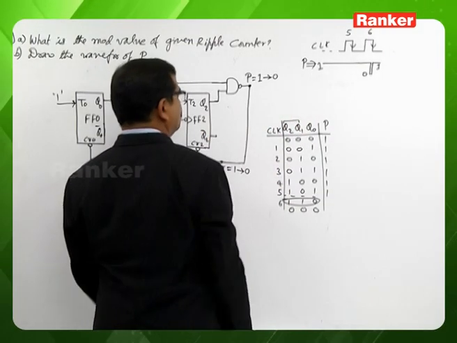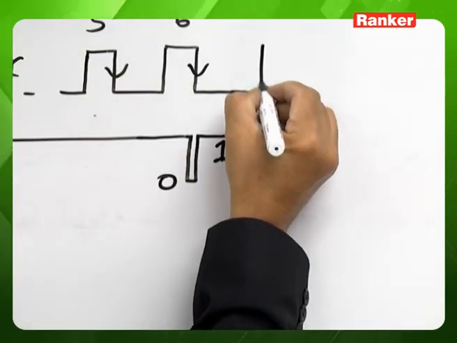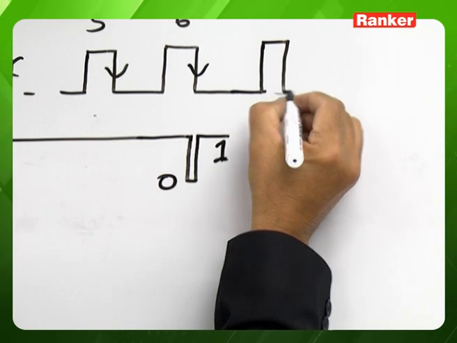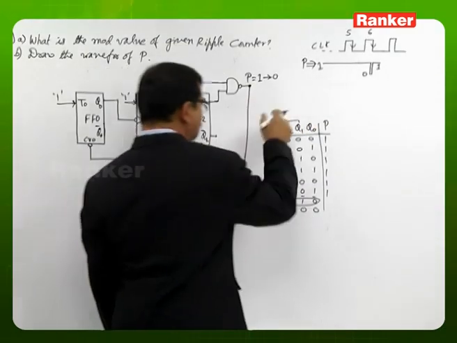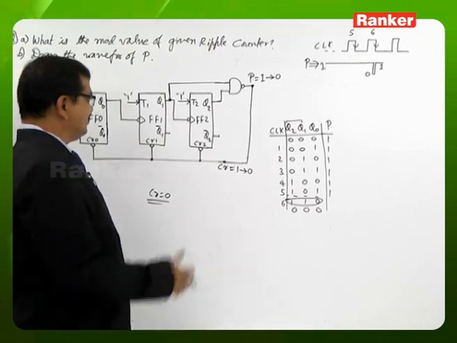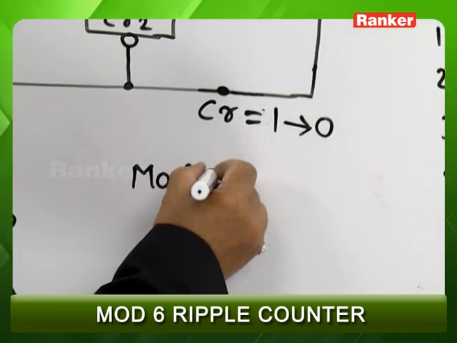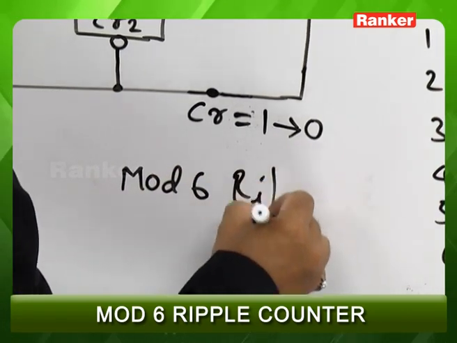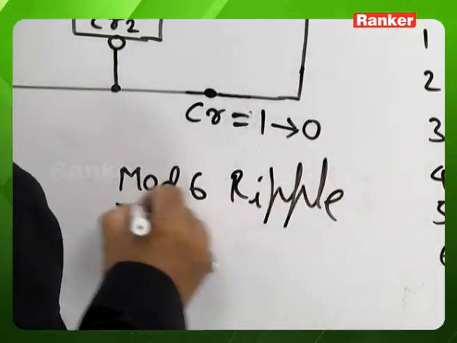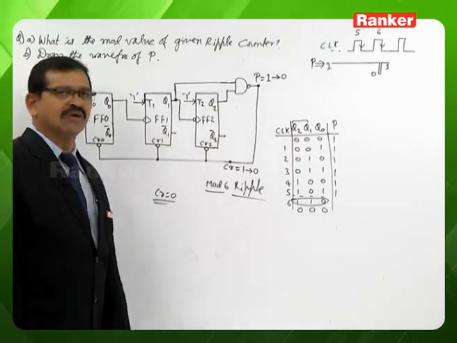Immediately the NAND gate output is coming to be 1. Later, if you go further clock pulses, the same switching sequence is going to be repeated. So this circuit is now working as a mod 6 ripple counter, or divided by 6 ripple counter.